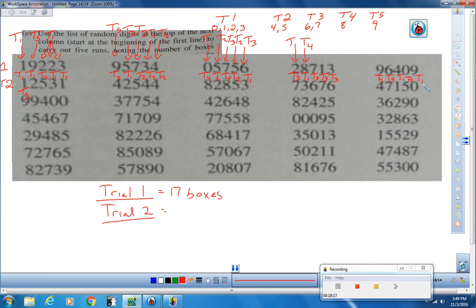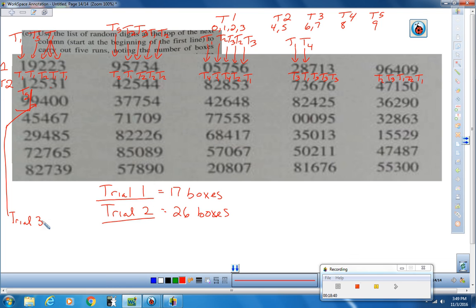Okay, and then finally down here I saw toy 5. So it took me 5, 10, 15, 20, 25, 26 boxes of cereal. Okay, and so I'm going to go ahead and start trial 3 here. So this is where trial 3 will start.